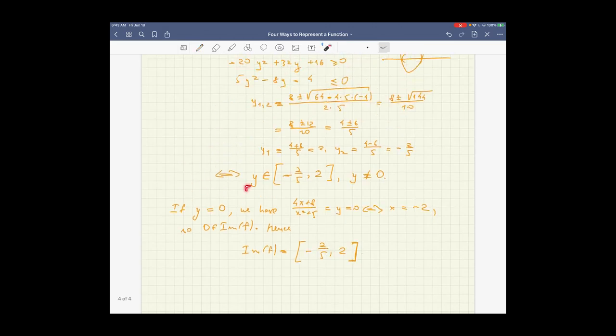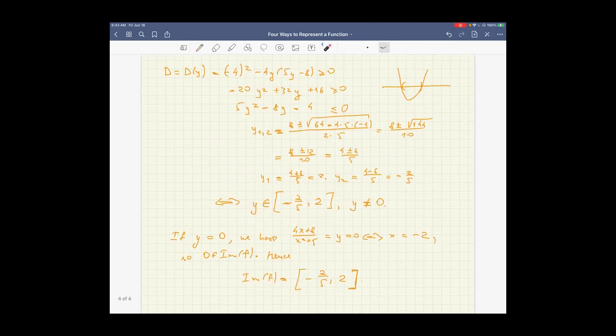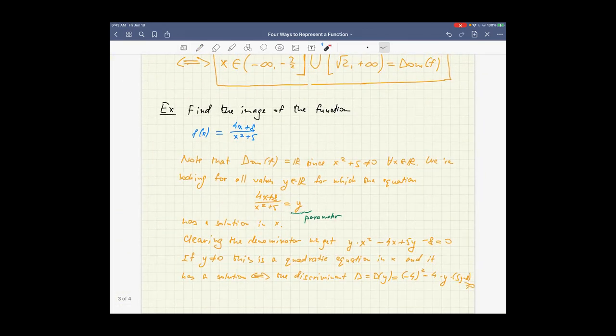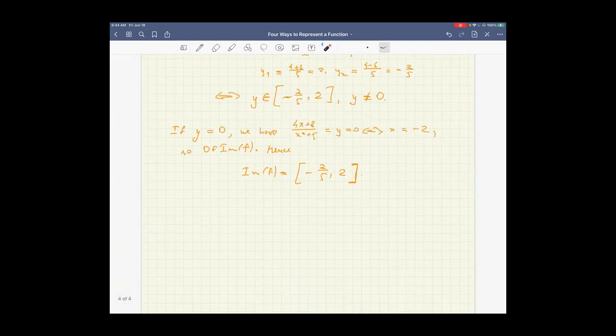Right? Whenever y lies in this interval, the corresponding equation in x will have a solution. And that solution will be an element of the domain at which f will take value y. All right, so that example is finished.